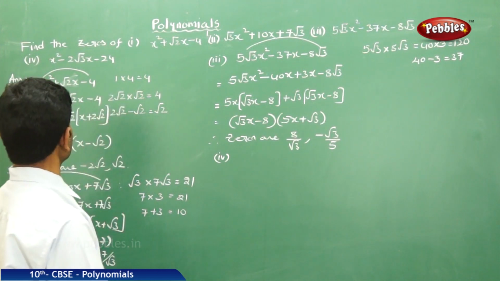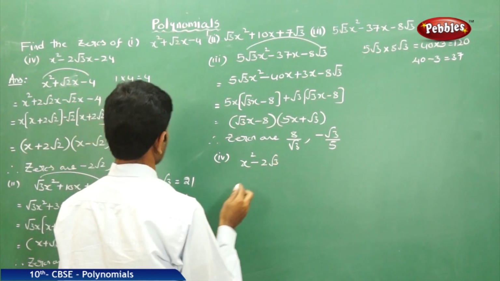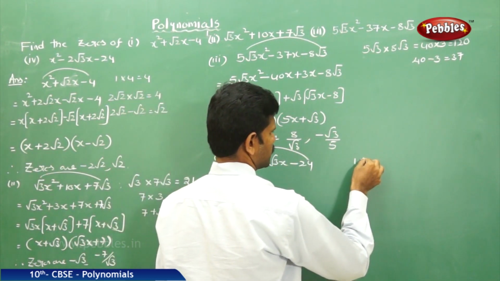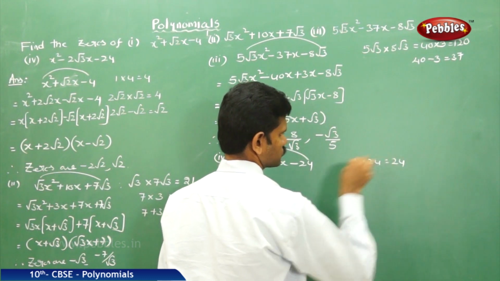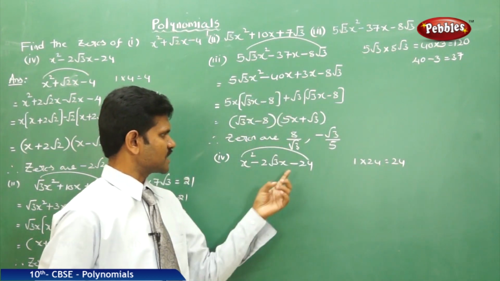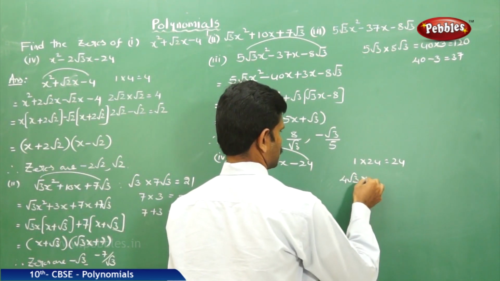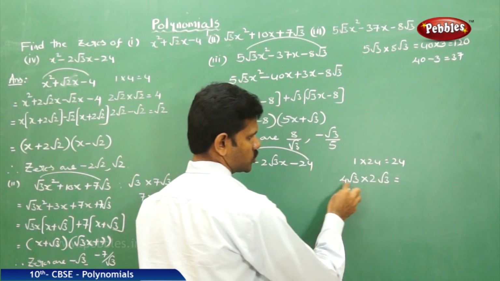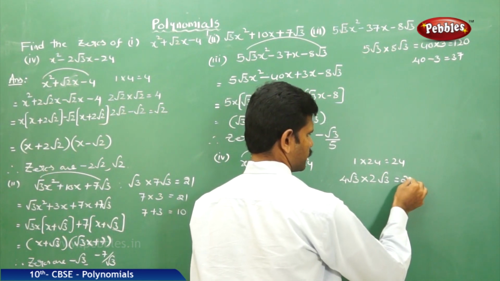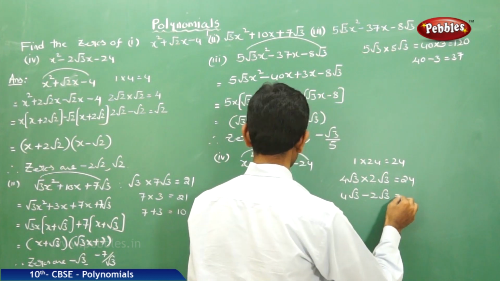Okay, now let's see the fourth question. x square minus 2 root 3 x minus 24, that means 1 into 24 is equal to 24. Now you have to find out the factors of 24. Subtraction will give you 2 root 3, that is 4 root 3 into 2 root 3, 4 2s are 8, root 3 into root 3 is 3, 8 3s are 24. Now 4 root 3 minus 2 root 3, that is equal to 2 root 3.